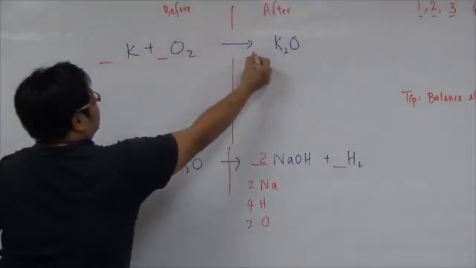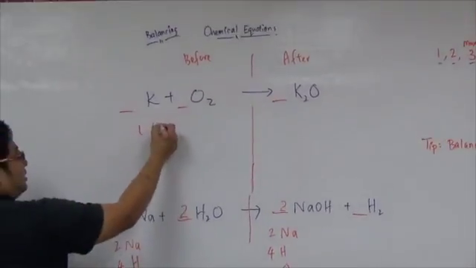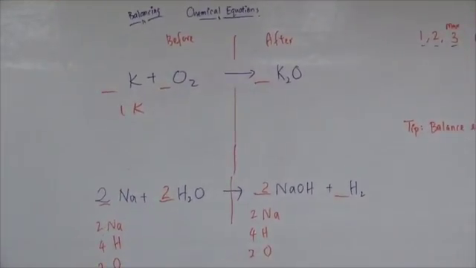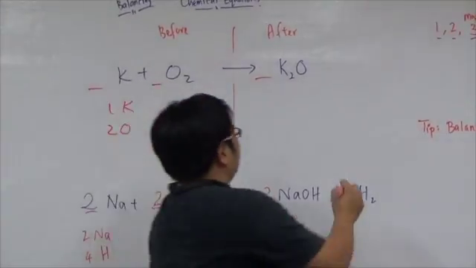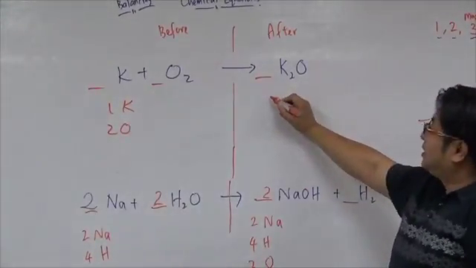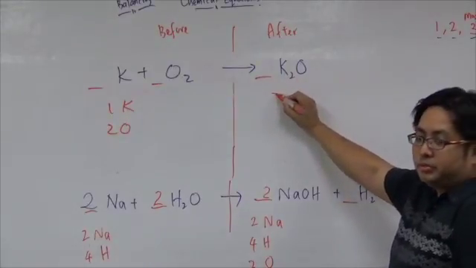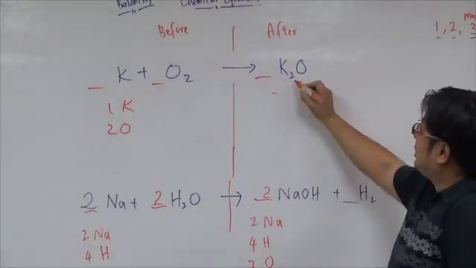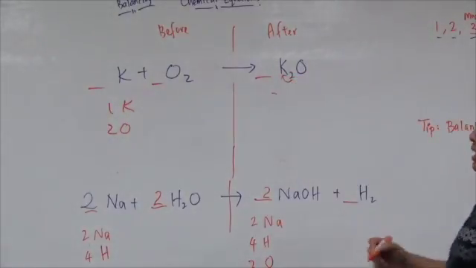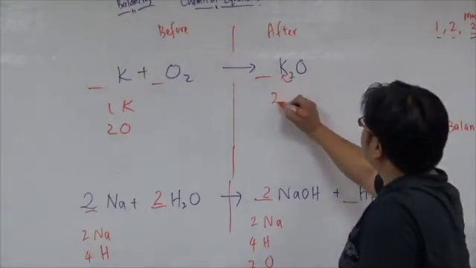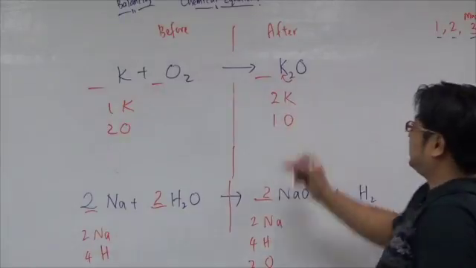Hey, Xavier, can you tell me how many potassiums are here? 1. How many oxygens are here? 2. How many potassiums are here? 2. Why is it 2? Yes, there's a 2 here. The small 2 here is referring to the number of elements before that. So it means that there are 2 K. Then how many oxygens are there? 1 O.